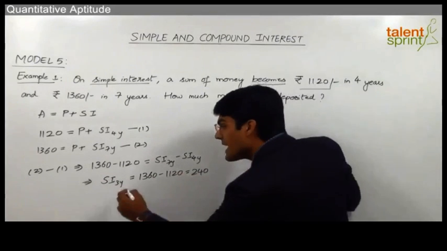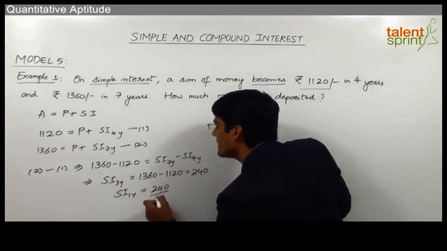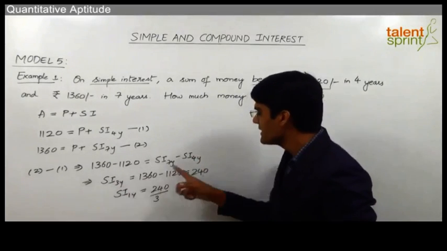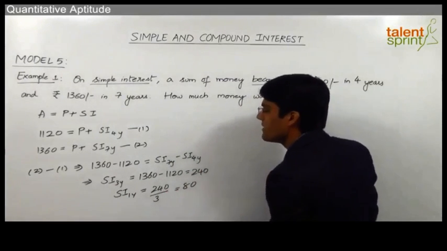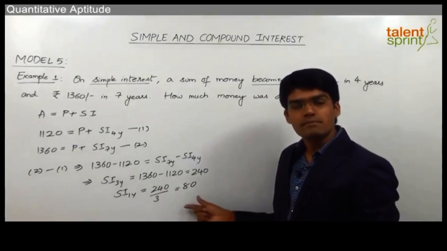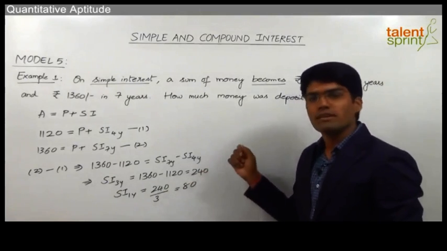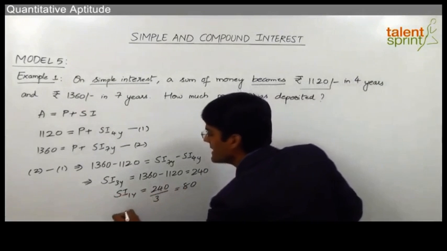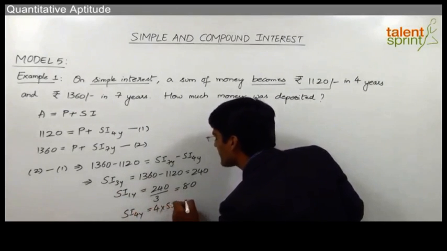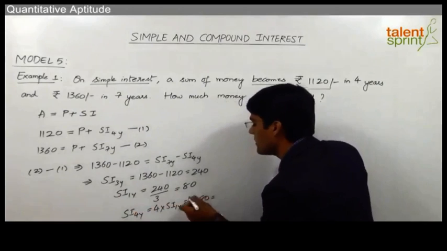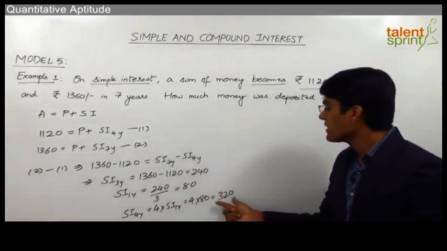From this, we can say that simple interest of 1 year is equal to 240 divided by 3. Since for 3 years it is 240, for 1 year it should be 1/3 of 240, which is equal to 80 rupees. So we can understand that every year the simple interest is 80 rupees. Let us now find out the simple interest for 4 years. If simple interest for 1 year is 80, simple interest for 4 years would be 4 into 80, which is equal to 320 rupees.